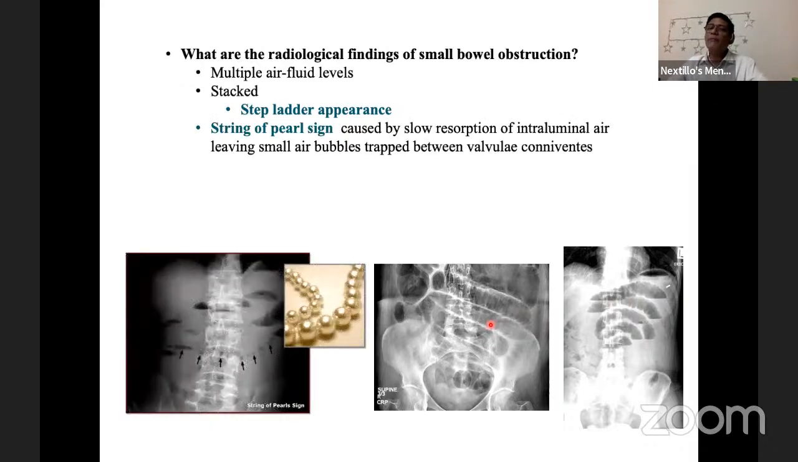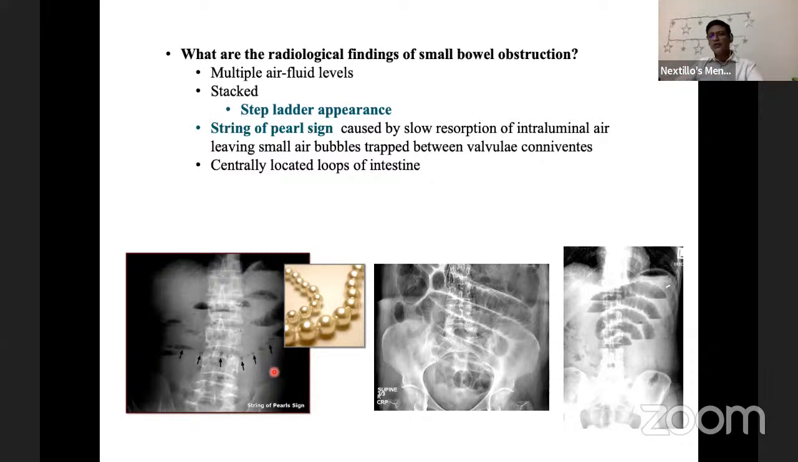Then string of pearls sign may be seen. This string of pearls sign is caused by slow reabsorption of the intraluminal air, leaving small air bubbles trapped in the valvulae conniventes. You can see it over here. Minute dots, black dots that you see here. This is the string of pearls appearance with the small bowel obstruction. Do not confuse the string of pearls appearance with the string of beads sign. I'll just come back to it.